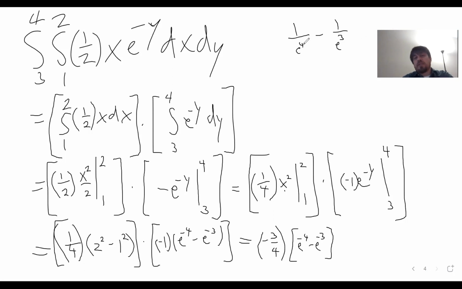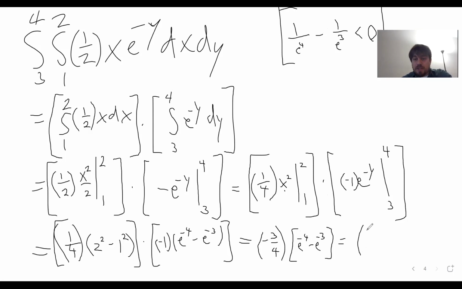That means the denominator of this one is larger than the denominator of that one. That means this fraction is smaller than this one. So you're taking a fraction that's smaller and subtracting one that's bigger. So that means this quantity is negative, right? That's a side note: e to the negative 4 minus e to the negative 3 is negative. And so you're taking this negative 3/4 and multiplying by this negative, and that's why the answer is positive.